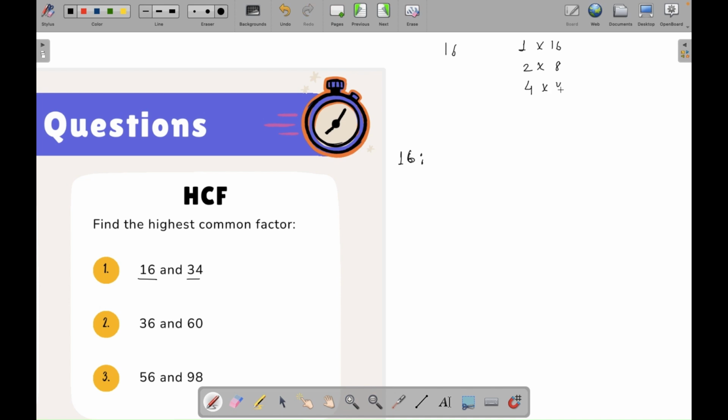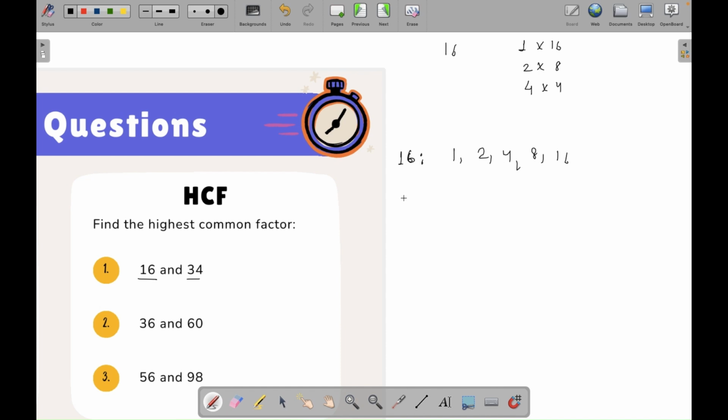4 times 4. 5 not divisible, 6 not divisible, 7 not divisible, 8 it is divisible, but we have written the same thing again here. Right, so the only factors are 1, 2, 4, 8, 16. So 1, 2, 4, 8, 16.